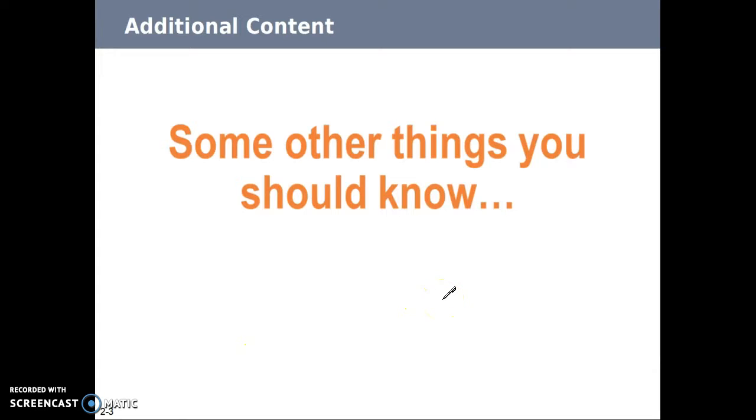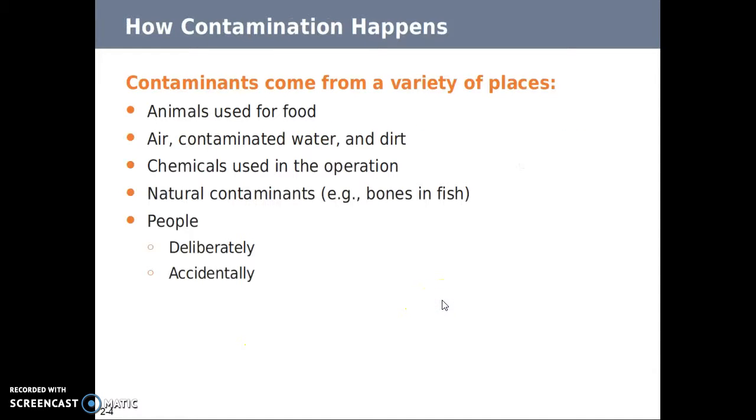Okay, here are some other things you should know. Contaminants come from a variety of places: animals used for food, air, contaminated water and dirt, chemicals used in the operation, natural contaminants, such as bones and fish, people, deliberately and accidentally.